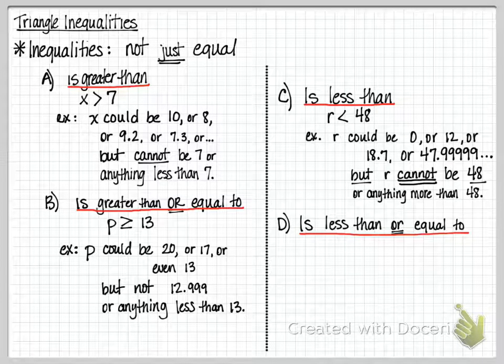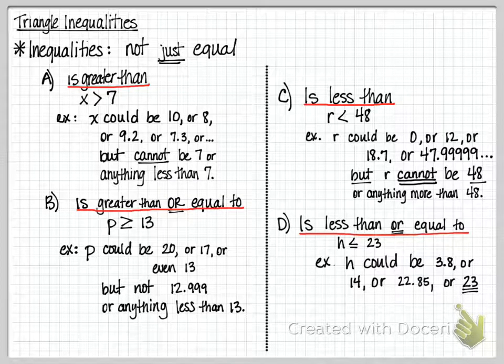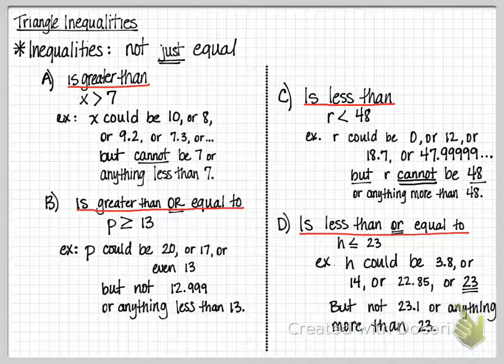The fourth case is less than or equal to. We've got h, and then the symbol is less than or equal to 23. And so some examples for h could be 3.8 or 14 or 22.85 or even the number 23 itself. But it can't be something like 23.1 or even 23.000001. It can't be anything that's more than 23.